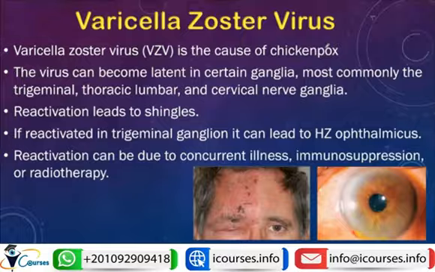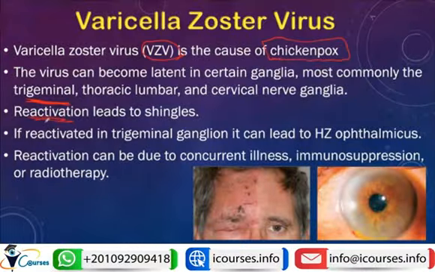So what happens next is during periods of immune suppression or stress or illness or radiation, this virus will reactivate. When the virus reactivates, it will cause shingles. Shingles, or the herpes zoster, is characterized by severe pain involving specific dermatomes of the body that are supplied by the involved nerves or involved ganglia. So if the involved ganglion is the trigeminal ganglion, then this will result in the herpes zoster ophthalmicus.